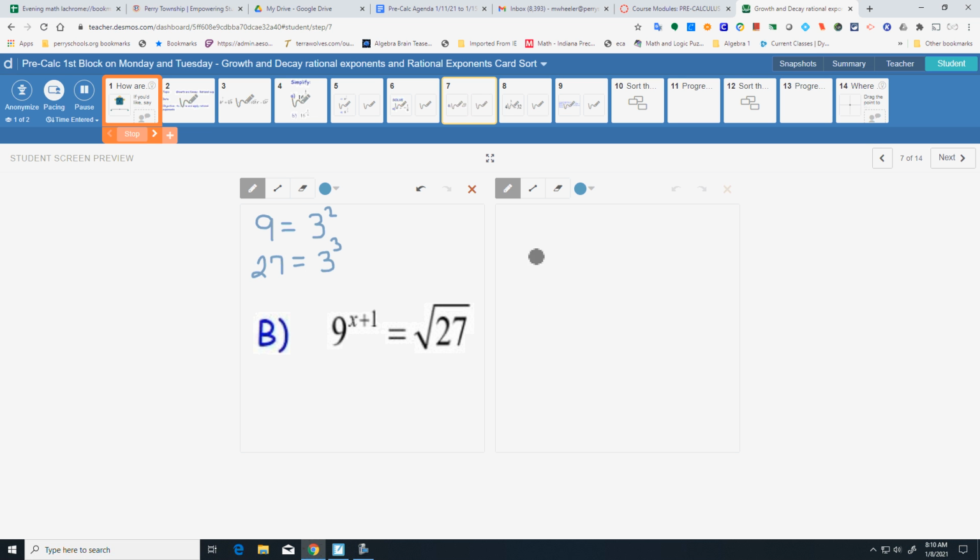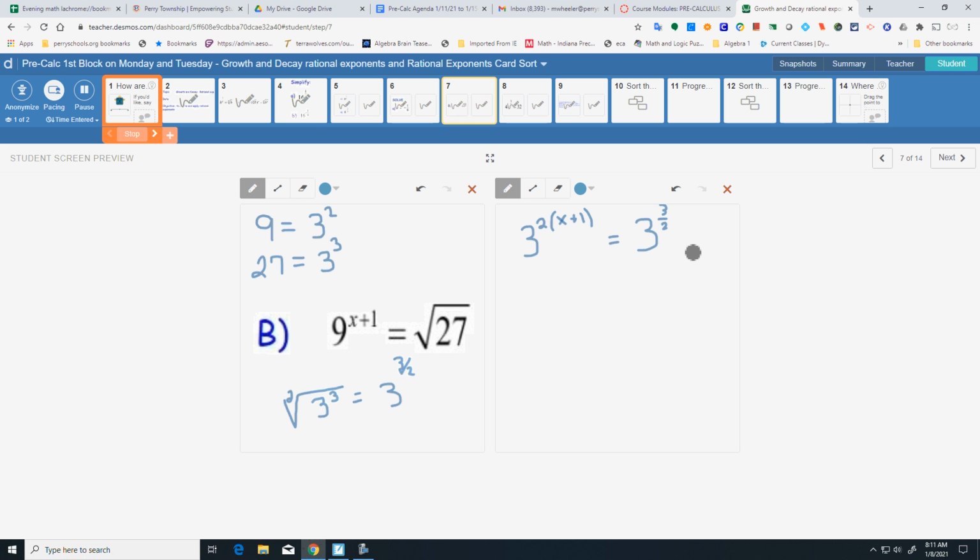So I'm going to use my workspace over here. I'm going to have 3 squared, that's my 9. And I still have that x plus 1. And I'm going to do a little work over here. I know that that is 3 cubed. And it doesn't say it, but it's a square root, which means my index is 2. I can rewrite that as a rational exponent, which would be 3 to the 3 halves. My index always is in the denominator. So that's going to be 3 to the 3 over 2.